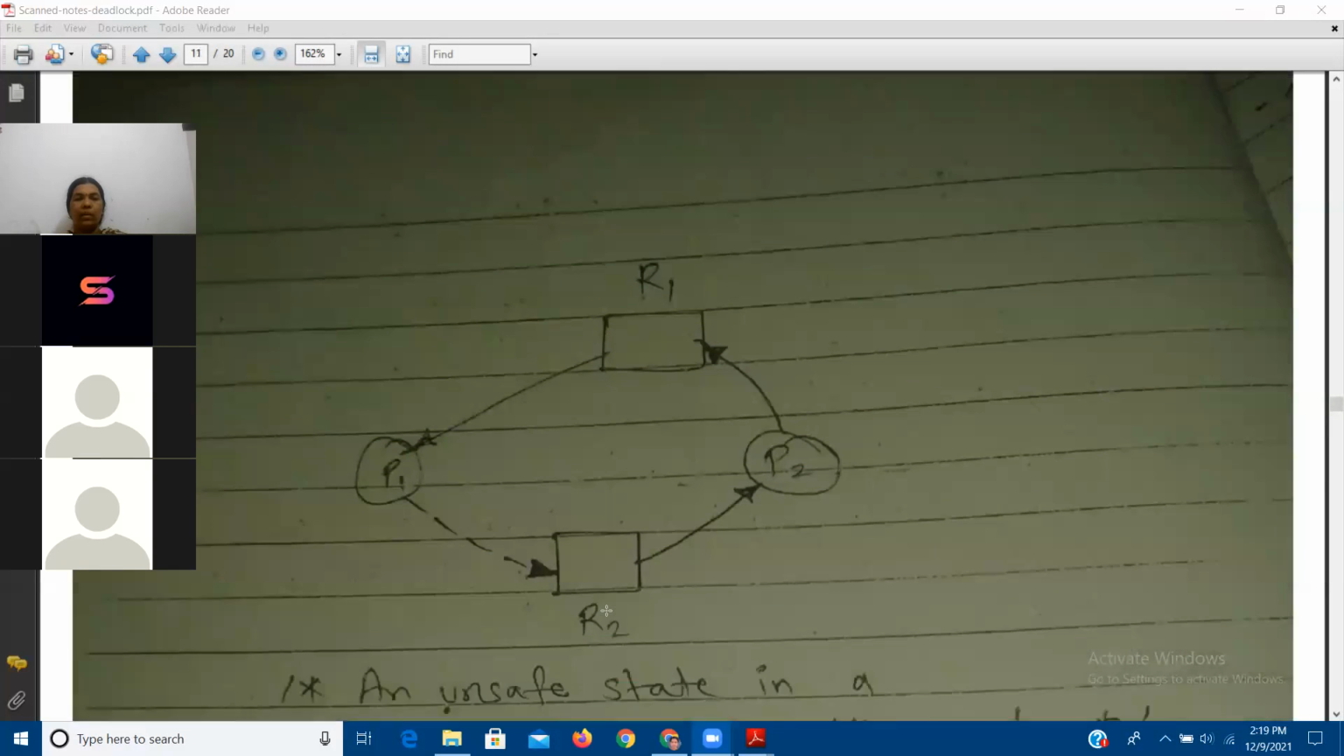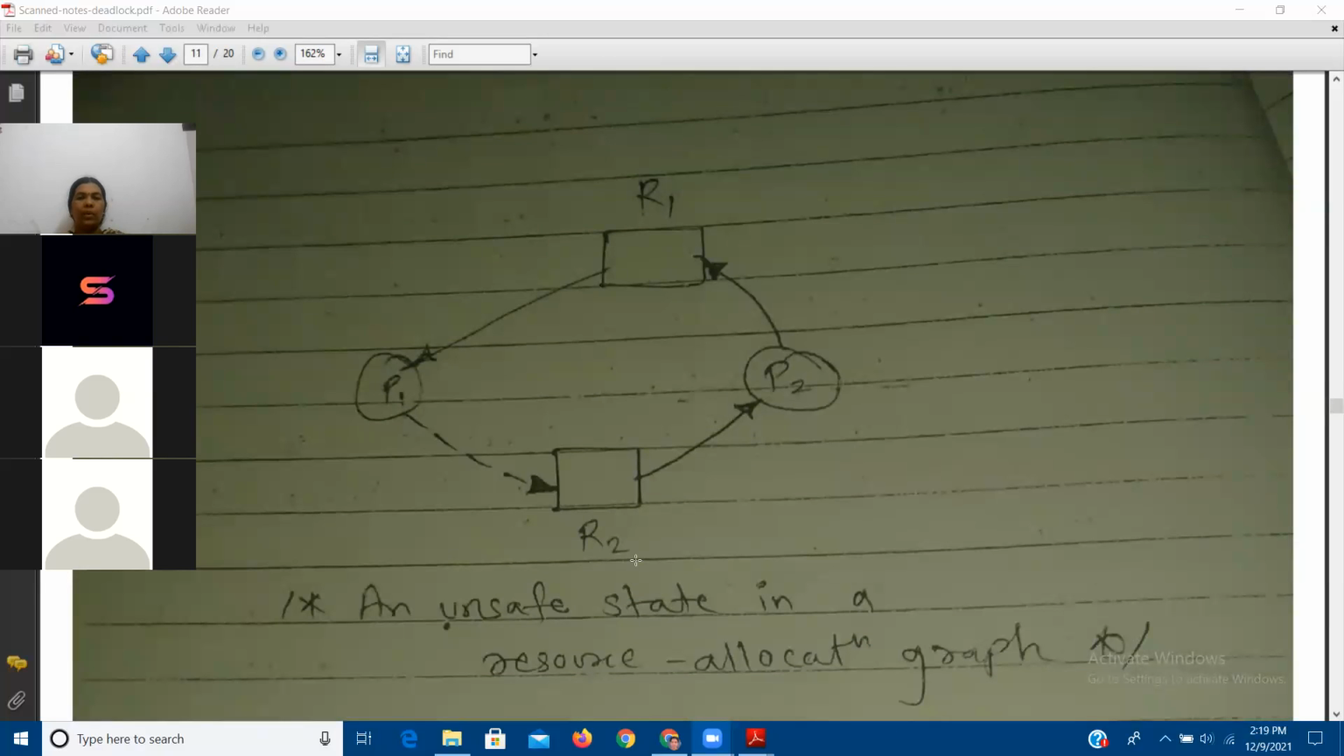Accordingly, we draw another diagram, the second diagram, assuming that process P2 requested R2 and that request is granted, and that's why that request edge gets converted into an assignment edge. So first of all, the claim edge from P2 to R2 gets converted into a request edge, and that request edge gets converted into an assignment edge. So we got this resource allocation graph where we are getting the cycle. So in future, if process P1 requests R2, there will be a cycle and there will be a deadlock. This is the unsafe state.